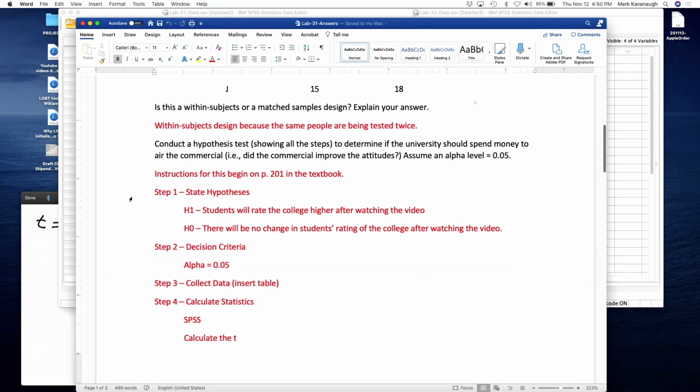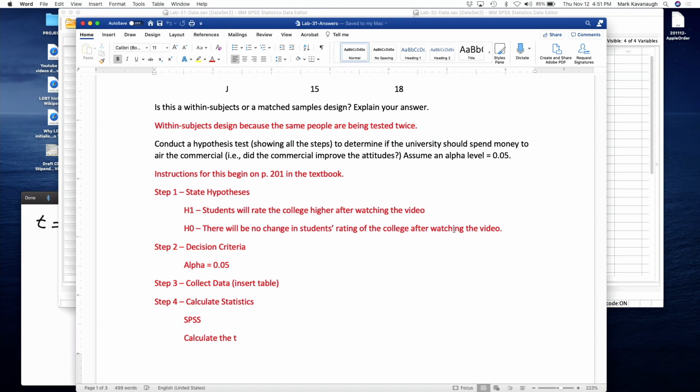So here we have step 1, state the hypothesis. The experimental hypothesis, or H1: students will rate the college higher after watching the video. That's what I think, that's what we hope. H0, which is the null hypothesis: there will be no change in the students' rating of the college after watching the video.